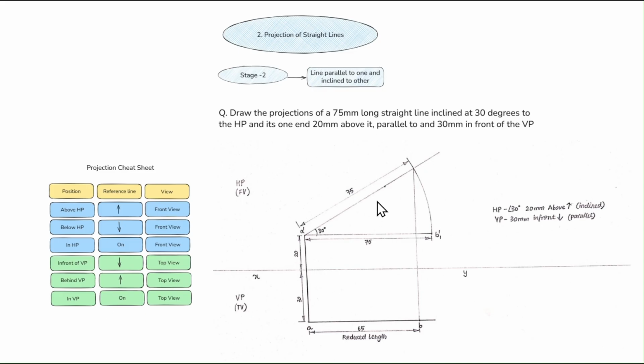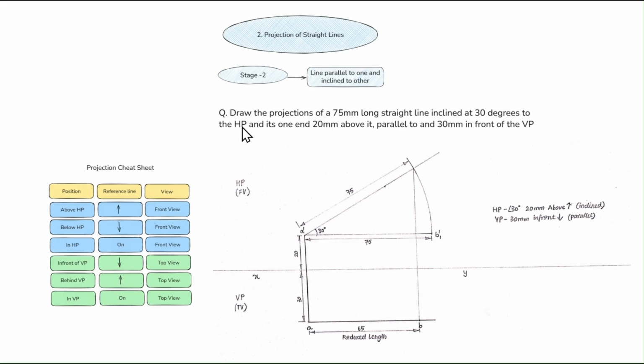So first, based on these positions, you mark the points. Everything starts from the points. That's why I said the projection of points is very important. So first you will plot the points. How do you plot it? The first point: they have mentioned 20 mm above it.